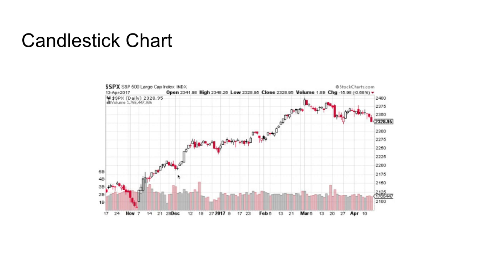Falling periods will typically have a red or black candlestick body, while rising periods will have a white or clear candlestick body. Days where the open and closing prices are the same will not have any wide body or rectangle at all. So they're referring to something that is called the doji, which we'll talk about in the next couple of slides.